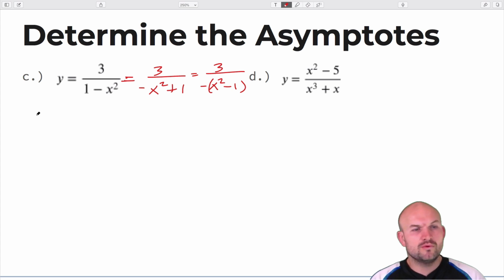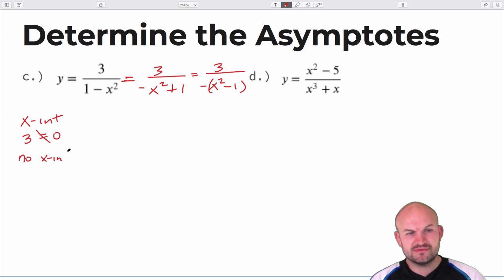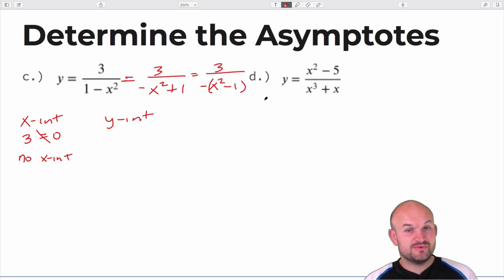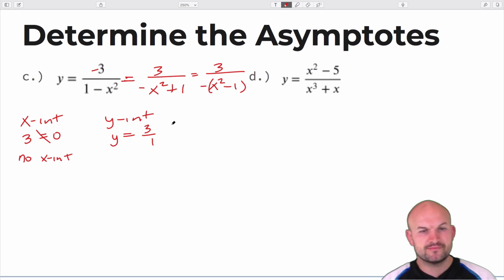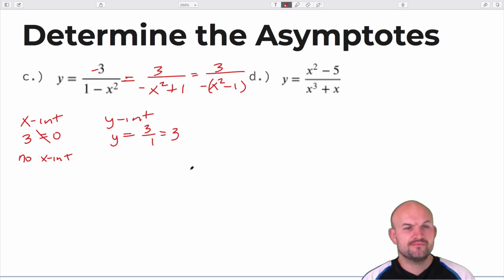All right, so to find the x-intercept, I'm going to set the numerator equal to 0. Well, 3 does not equal 0, so therefore there's no x-intercept. For the y-intercept, in this case, we don't need to go back through this form, and actually you don't want to, because you can see that this is being multiplied by -1. So we can just go back to my original problem here and say that y equals 3 over 1, which is just equal to 3.